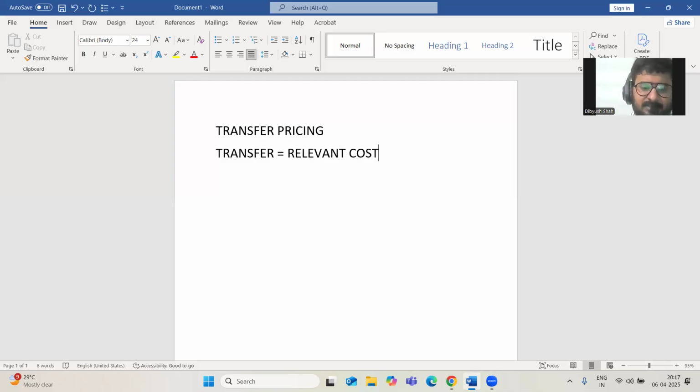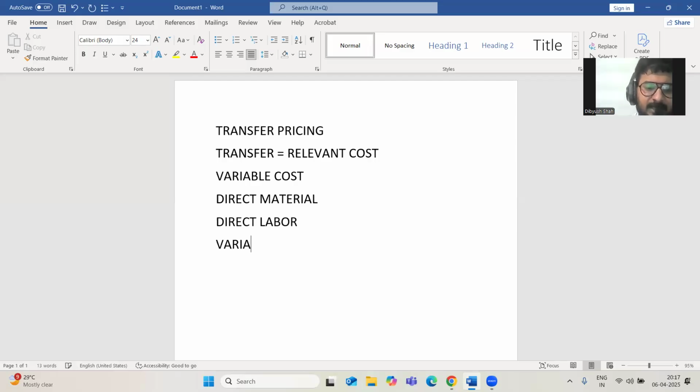Relevant cost means variable cost of manufacturing, because variable cost generally includes out of pocket expenses to manufacture the product. So it is generally always a relevant cost. In your syllabus, generally direct material, direct labor, and variable overheads, that is indirect material and indirect labor, is considered as variable cost. Direct expense is also there, but there is not a single example in your syllabus for that.